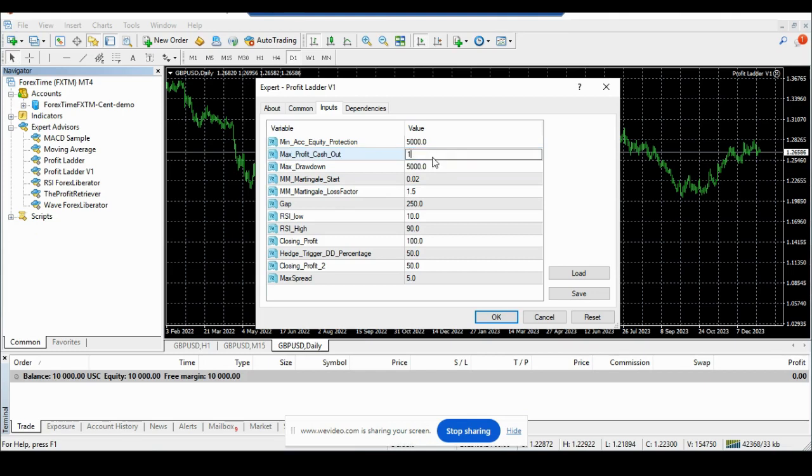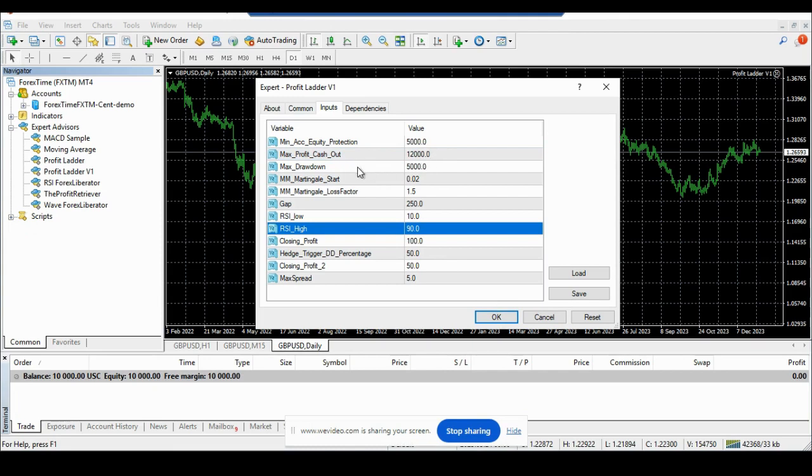You might want to set this to only $1,000 in profit, which means if it's a $10,000 account, you set it to $11,000. You might say, no, I only want the robot to stop when I'm on $12,000, so you are $2,000 in profit.